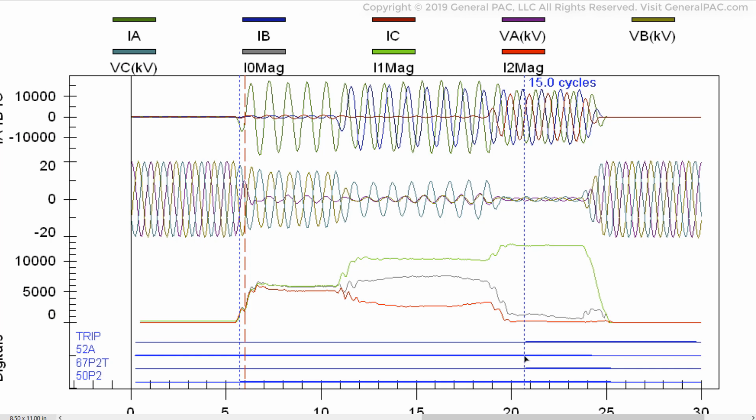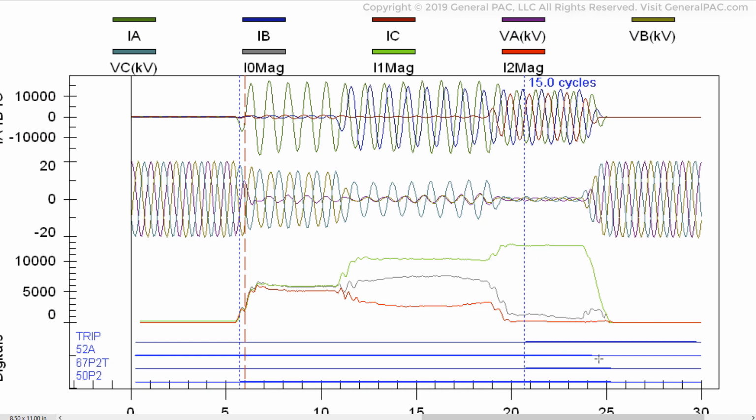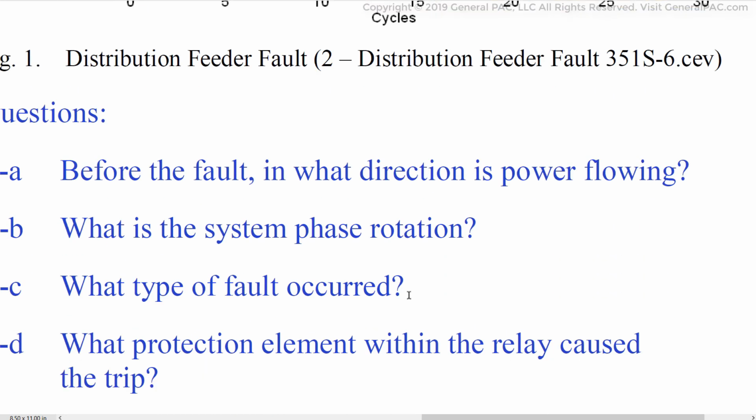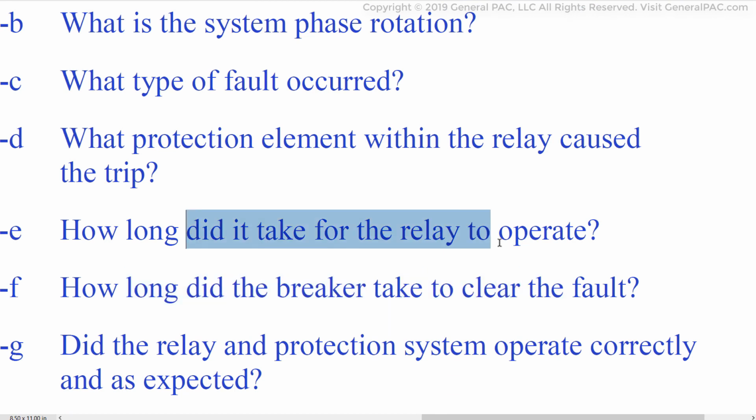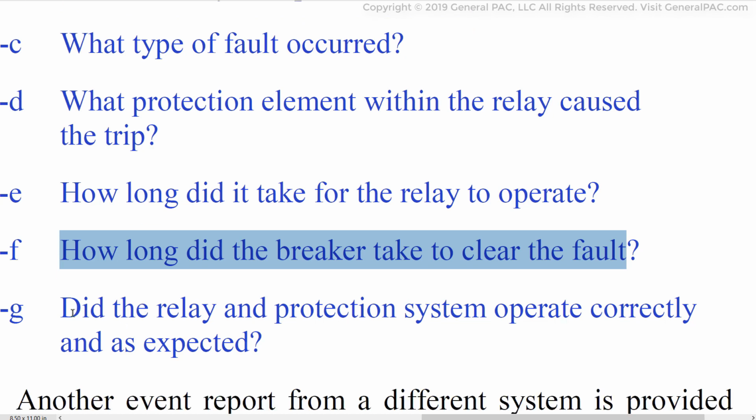And how long did the breaker take to open up? Well, it would be after this signal here, and between this and the 52A contact dropping off, which is this right here. So the difference between these 2 points is approximately, I would say, 3.5 cycles. So it took the breaker 3.5 cycles to actually clear the fault, which makes sense, and it's a common value. So how long did it take for the relay to operate? Approximately 15 cycles. And how long did the breaker take to clear the fault? This was approximately 3.5 cycles.